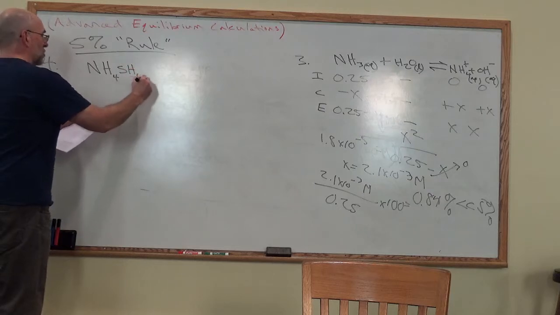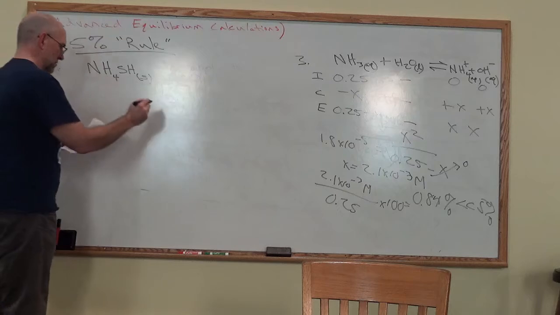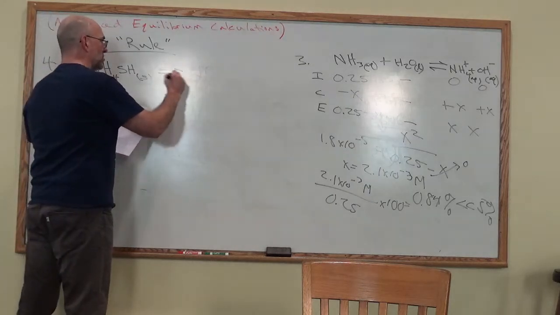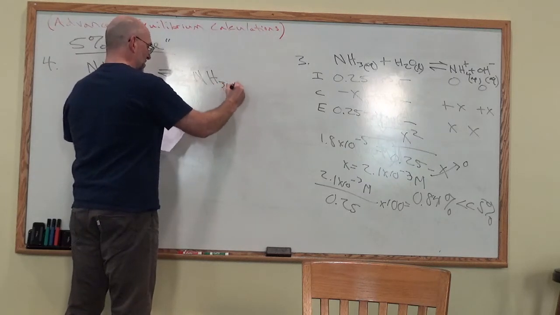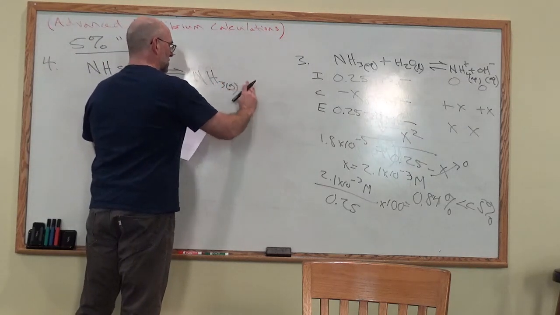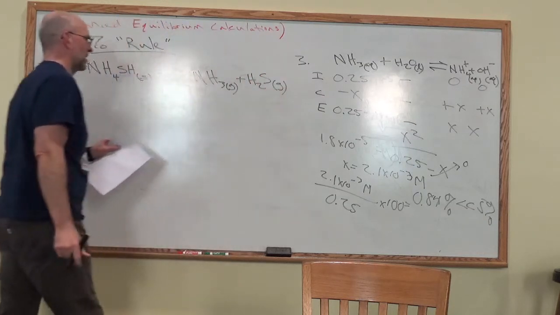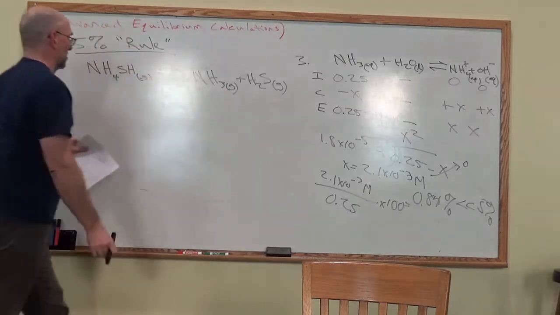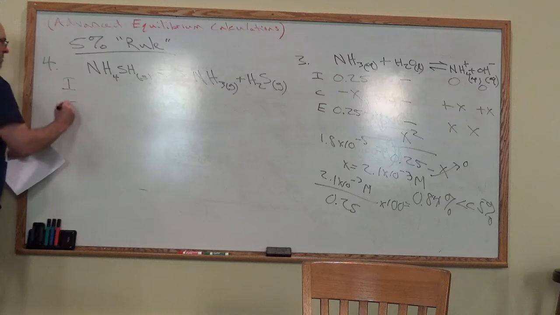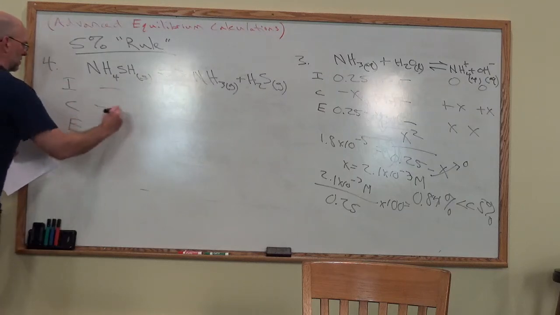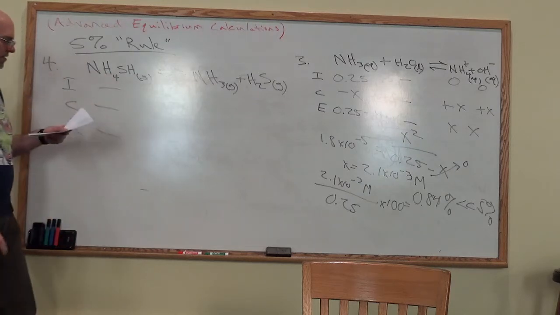So don't forget that. We are not going to put that in the K expression. It's heterogeneous. The homogeneous part are the two gases that are given off: ammonia gas and dihydrogen sulfide gas. Those are the homogeneous parts. That is not them. Don't put that in there. Easy enough. Just like water over there. We ignore it. It's a solid.